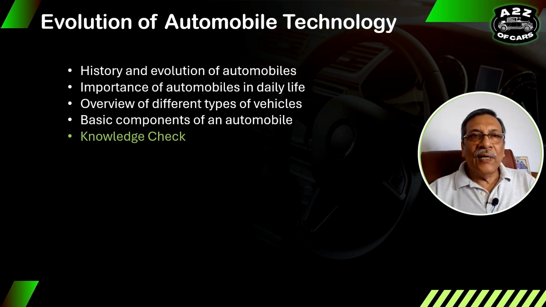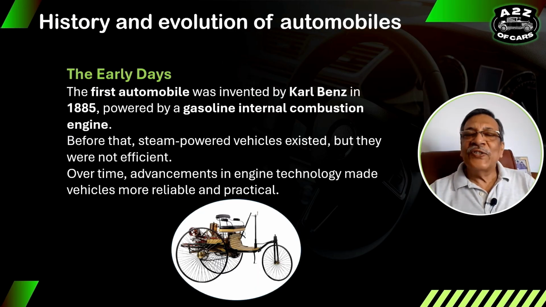So, how did automobile technology evolve? We will talk about the history and evolution of automobiles, the importance of automotives in daily life, an overview of different types of vehicles, and basic components of an automobile. History and evolution of automobiles is a very interesting thing. In the early days, the first automobile was invented by Carl Benz in 1885, powered by a gasoline internal combustion engine.